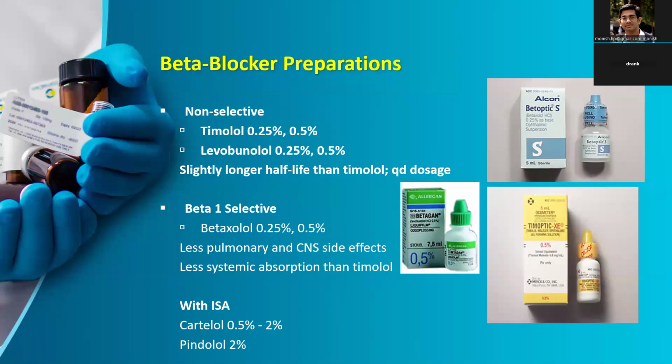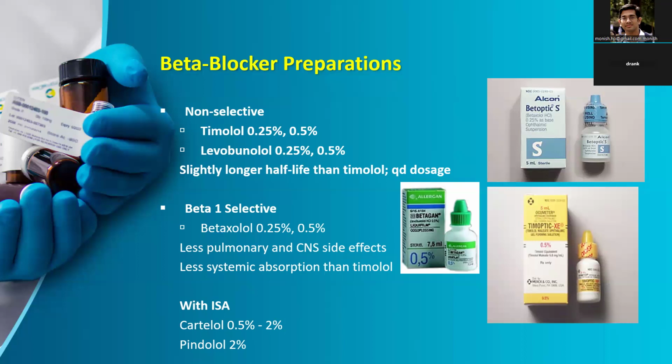Now coming to the second major class of drug, beta blockers. Previously, a few years back, beta blockers were the first line drugs. Now prostaglandins have come up as the first line agents. Beta blocker preparations are of two types, non-selective and beta 1 selective. Non-selective beta blockers act on both beta 1 as well as beta 2 receptors, and include timolol and levobunolol. These are given as 0.25 and 0.5% preparations.